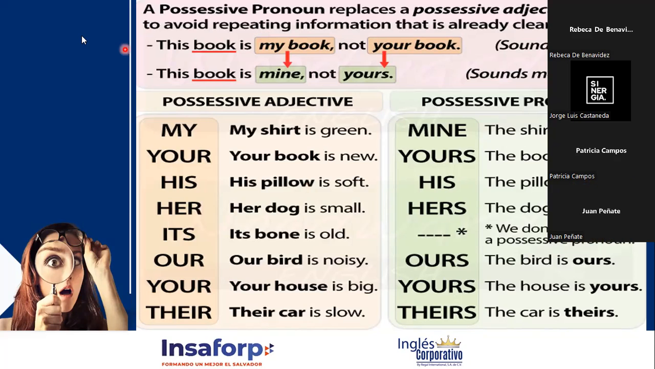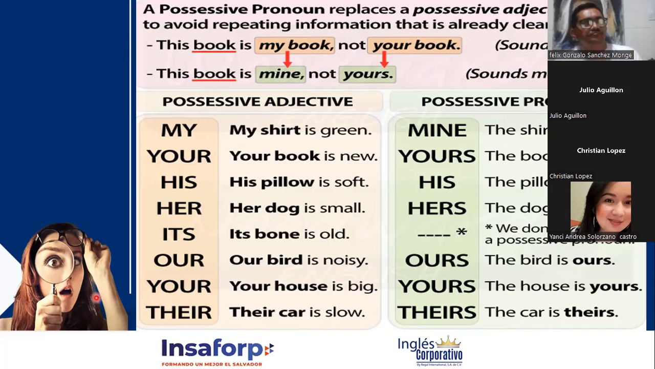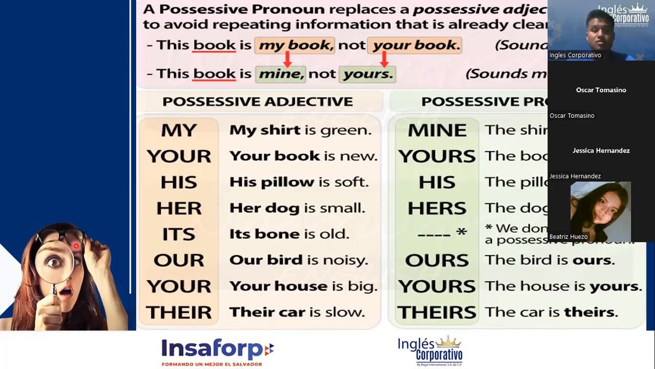All of them are clear. Todas son understandable. Yes, noise. Noisy, when we say noise, es ruido. When we say noisy, ruidoso. So when we say our bird is noisy, nuestro pájaro es ruidoso. Very noisy.